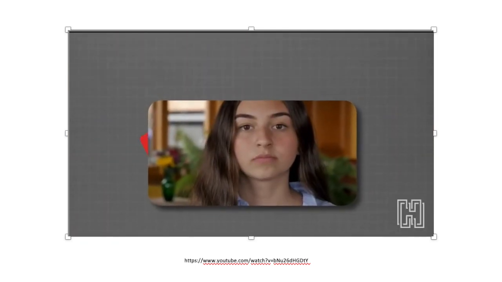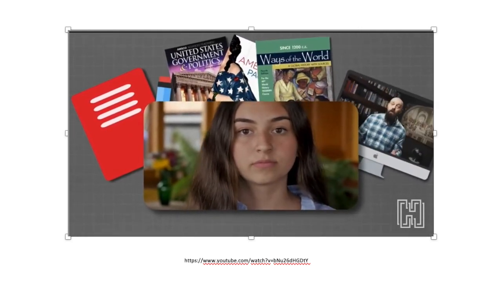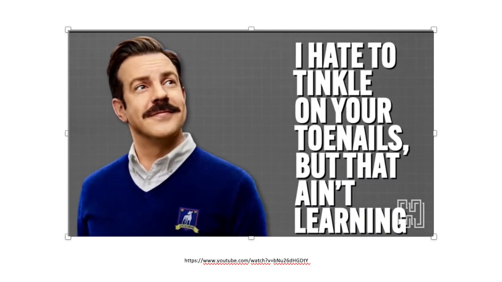You got an exam coming up and there's a metric buttload of information you need to remember. So what do you do? Well, most students will read their notes or look over a textbook or watch a bald, bearded, gap-toothed man flap his mouth hole on a YouTube video or something like that. And you're putting some work in, so it feels like learning. But to paraphrase the great philosopher Ted Lasso, I hate to tinkle on your toenails, but that ain't learning.